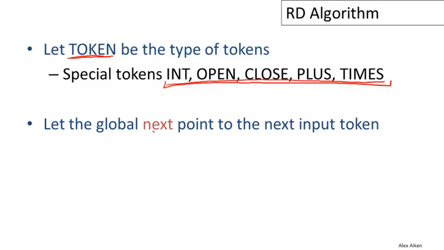And then we're going to need a global variable called next that points to the next token in the input stream. If you recall from the previous video, we used a big arrow to point into the input to indicate our current position. The global variable next is going to play the same role in our code.